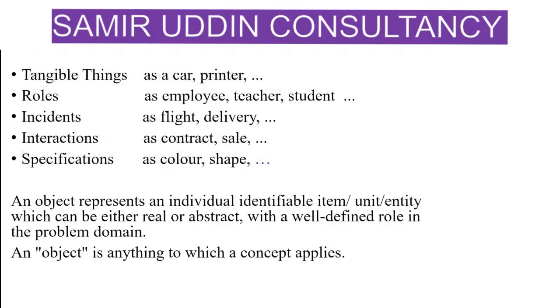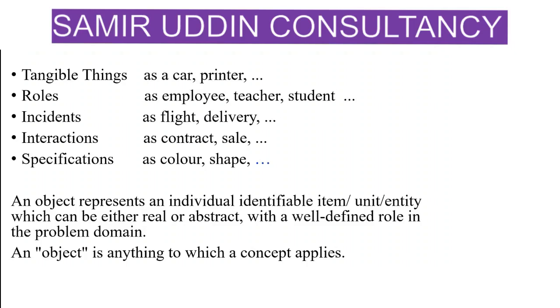So what is an object? An object can be regarded as a tangible thing in the real world, such as a car or a printer. An object can also be mapped as a role, such as employee, teacher, student. Incidents such as flights and deliveries can also be modeled as objects. Interactions such as a contract or a sale can also be modeled as objects. Specifications such as color and shape can also be modeled as objects.